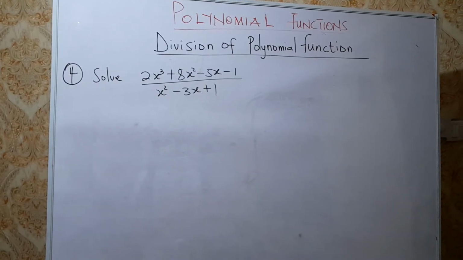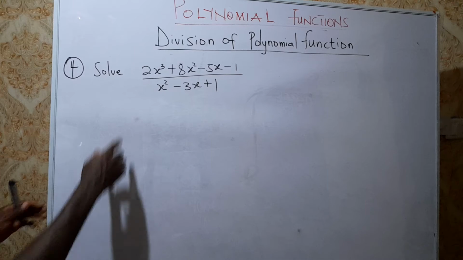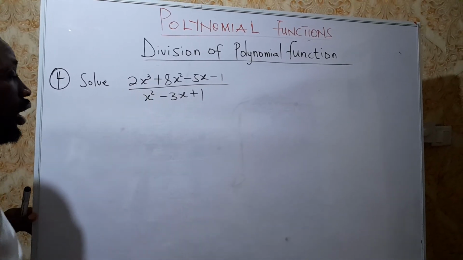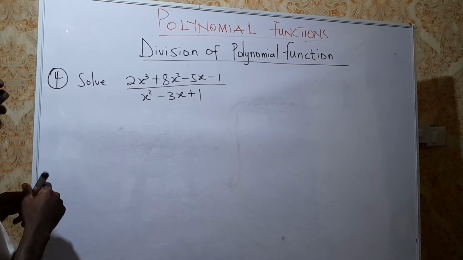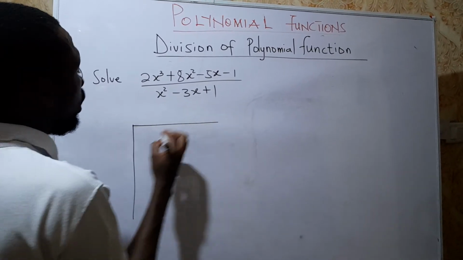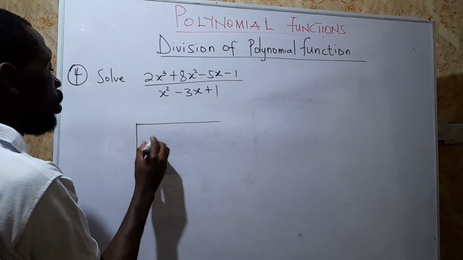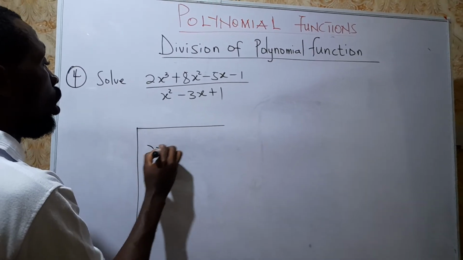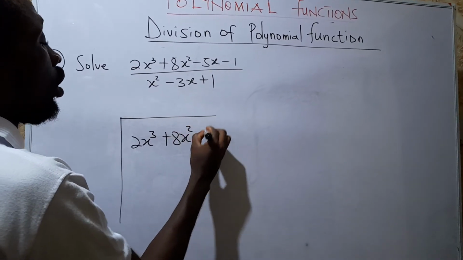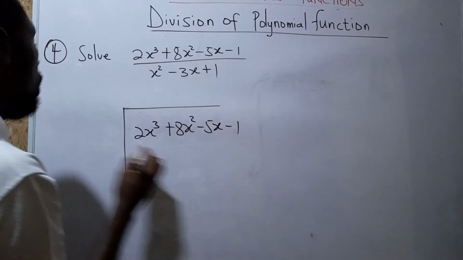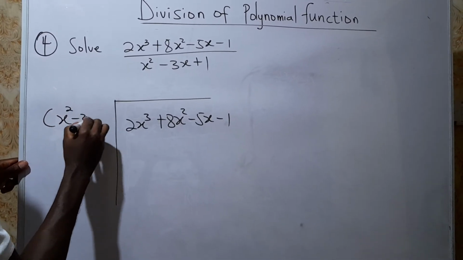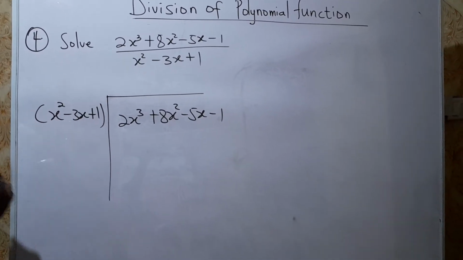So let's look at our next question. It says solve 2x exponent 3 plus 8x squared minus 5x minus 1 divided by x squared minus 3x plus 1. So how do we go about that? We have 2x cubed plus 8x squared minus 5x minus 1 divided by x squared minus 3x plus 1.